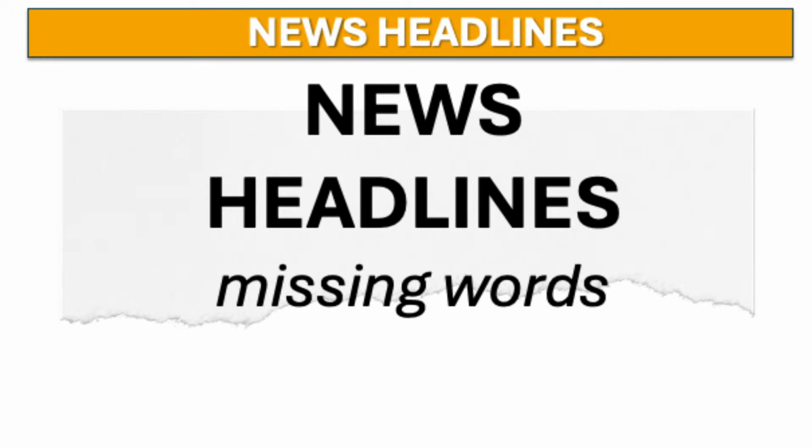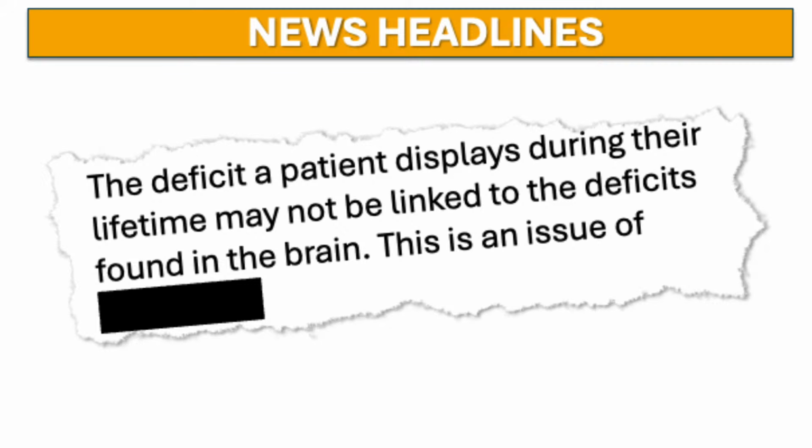What we're going to have a look at next is some news headlines where we do have some missing words, and I do believe some of us have probably played this before. As you can see in the next slide, we have a missing word. The deficit a patient displays during their lifetime may not be linked to the deficits found in the brain. This is an issue of what? And we've actually already mentioned this word tonight. So what is this an issue of? Again, read that to yourself slowly.